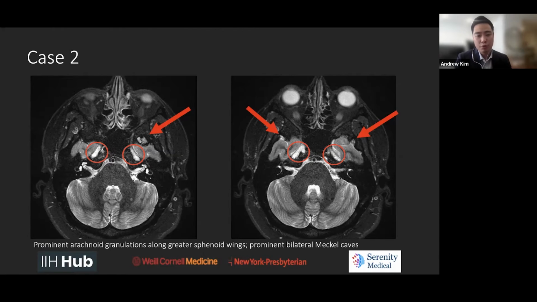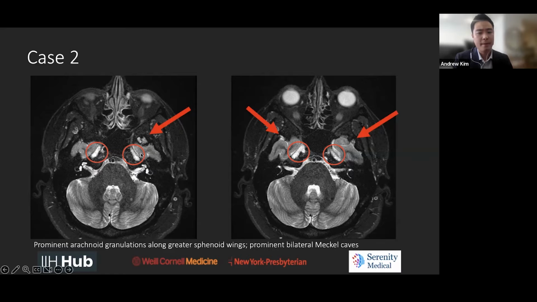Here, as we scroll near the skull base of the imaging, you can see it circled that the patient's bilateral Meckel caves are actually quite prominent. And on the right, you can see that they're somewhat ectatic and somewhat dilated.